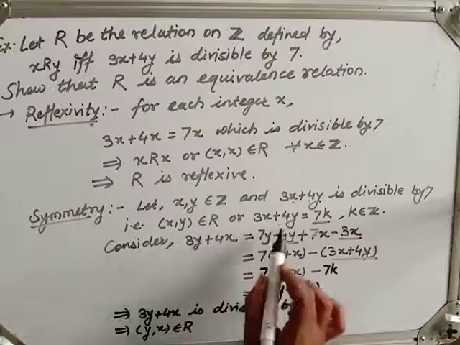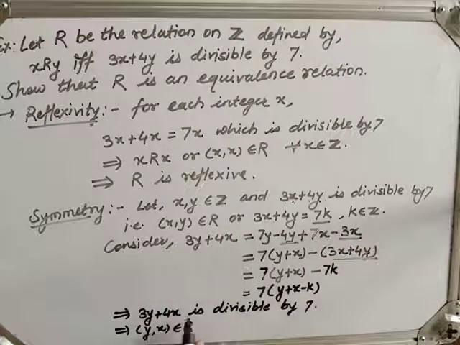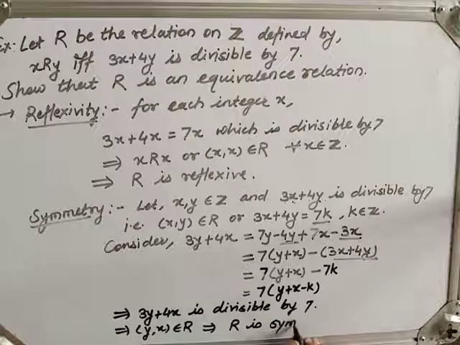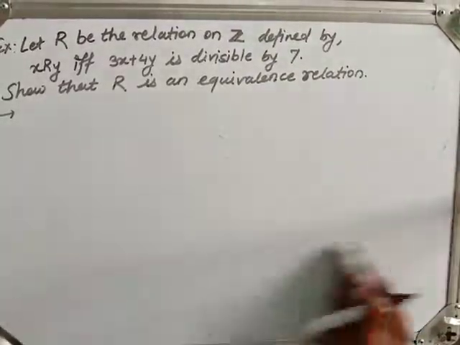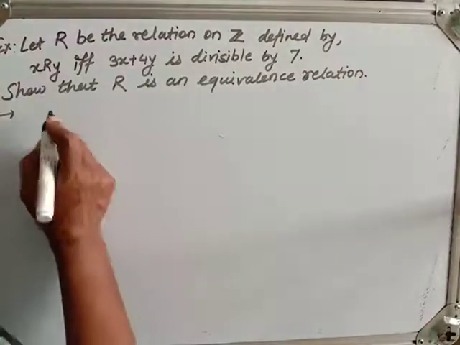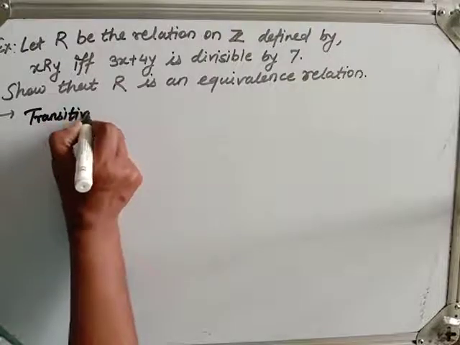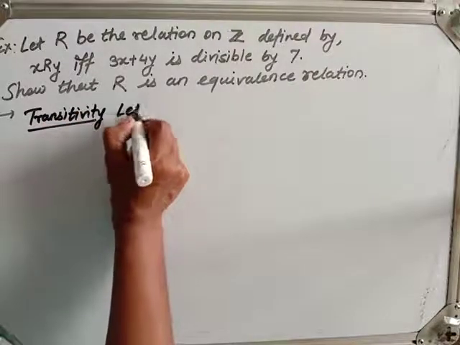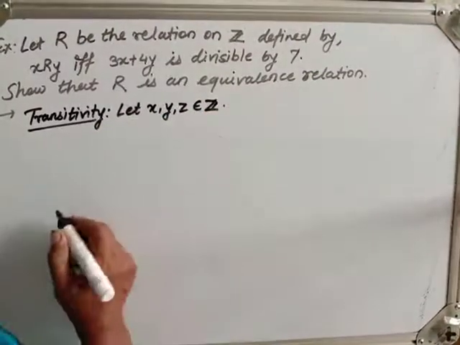As (x,y) belongs to R, 3x plus 4y is divisible by 7. So here 3y plus 4x is also divisible by 7. So it says (y,x) belongs to R. So that implies R is symmetric. Now the next thing we have to show is that R is transitive. So for that, let us assume there are 3 integers x, y and z. Transitivity. Let x, y, z belong to the set of integers.